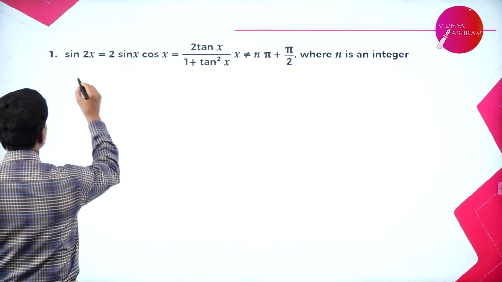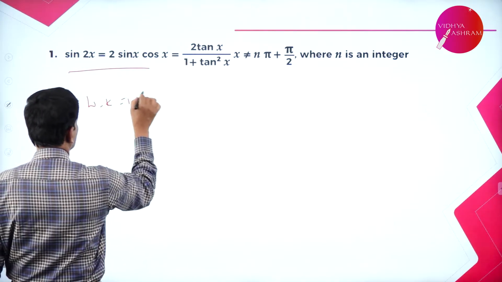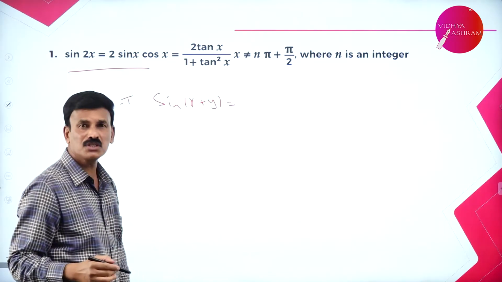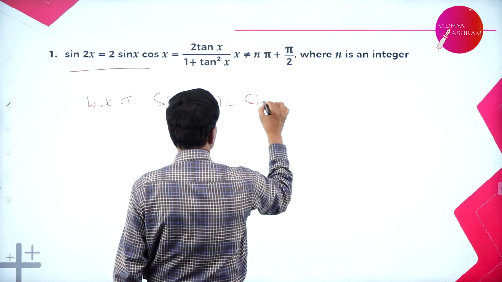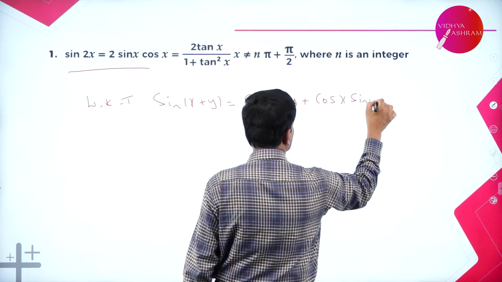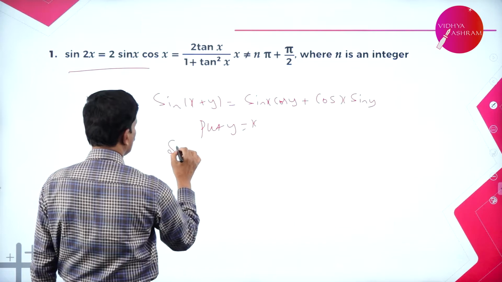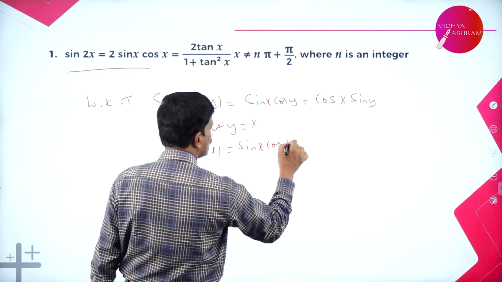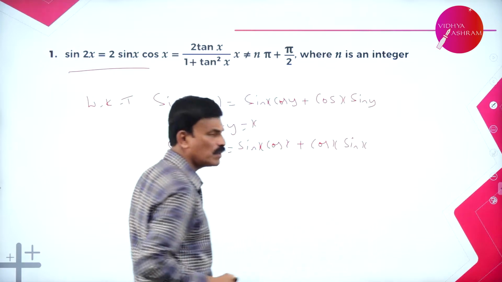First, to prove sin 2x is equal to 2 sin x cos x, we know that sin(a + b) is equal to sin a cos b plus cos a sin b, or sin(x + y) is equal to sin x cos y plus cos x sin y. Now just replace y by x. Now put y is equal to x. So this equation becomes sin(x + x) is equal to sin x cos x plus cos x into, again this sin y is replaced by sin x.